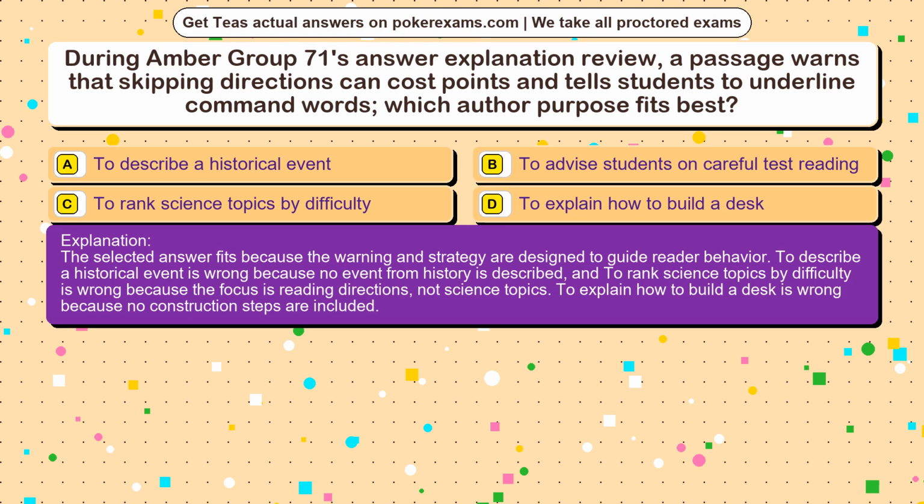To describe a historical event is wrong because no event from history is described, and to rank science topics by difficulty is wrong because the focus is reading directions, not science topics. To explain how to build a desk is wrong because no construction steps are included.